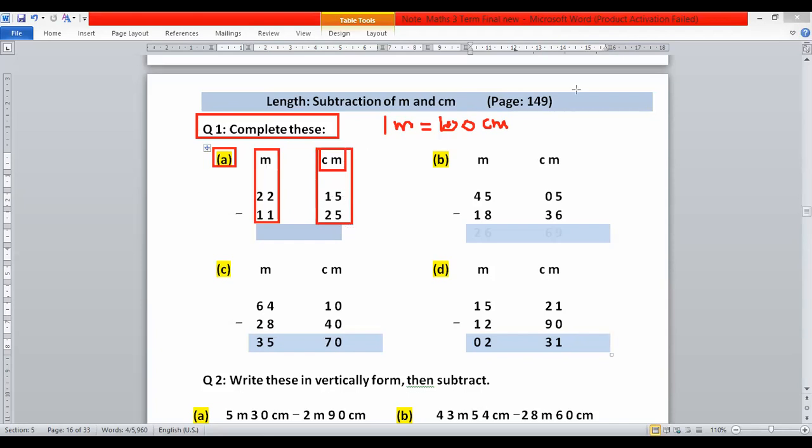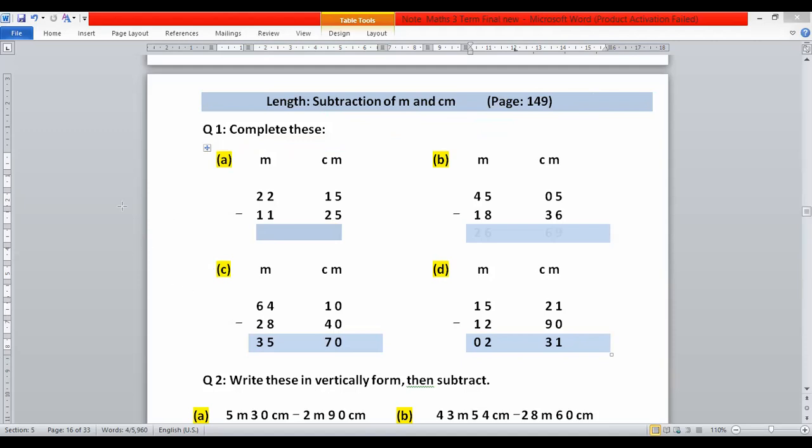Here 15 centimeters are given above and 25 centimeters are given down. Dear students, it is very difficult for us. It is impossible to subtract 25 centimeters from 15 centimeters. Therefore, we must take 1 meter from these given meters. Here we have 22 meters.